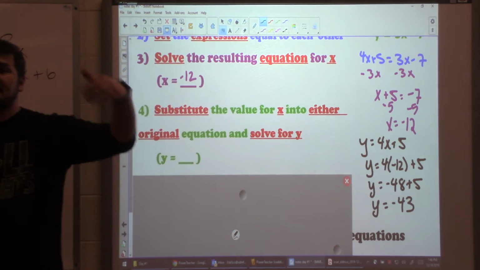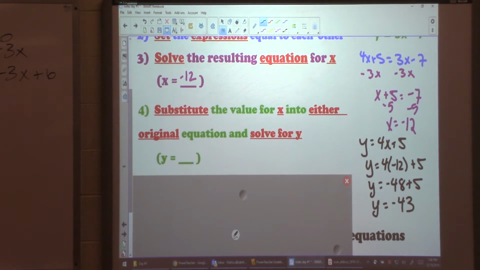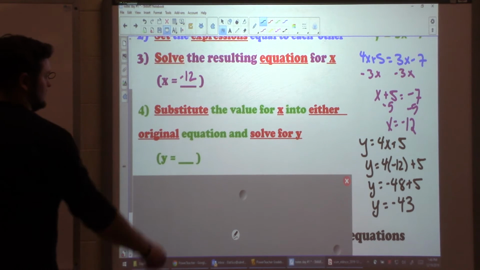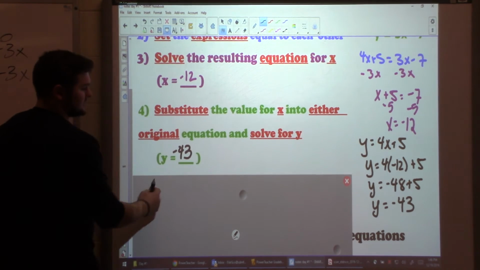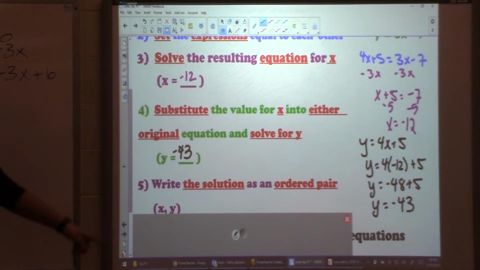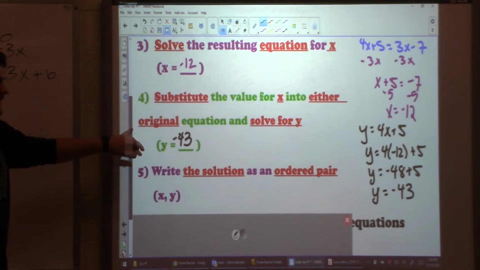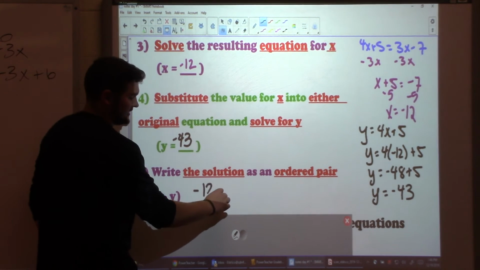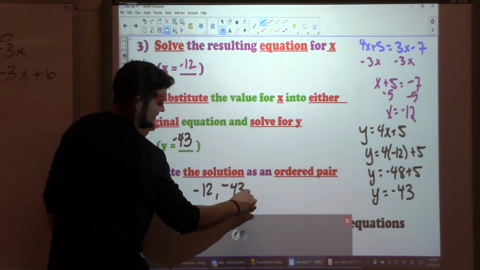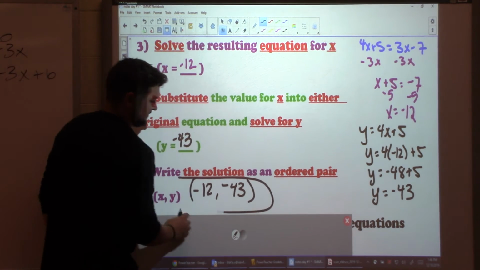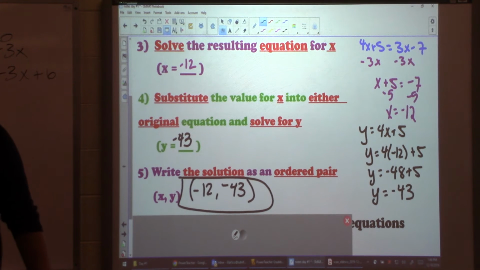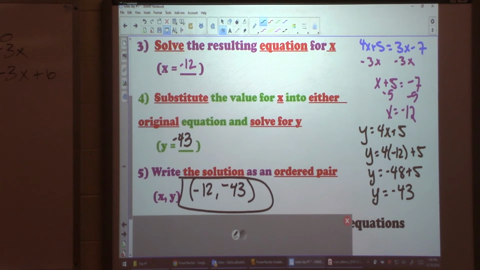So not only do I have what x equals, I have what y equals now. Whoa. And last step here, write your solution as an ordered pair. I just talked about that before. Our solutions need to be written as an ordered pair, even if we're not graphing. So if you write x equals negative 12, y equals negative 43 on the test, marked wrong. Write it as an ordered pair.